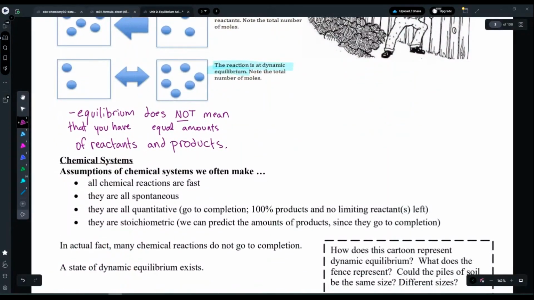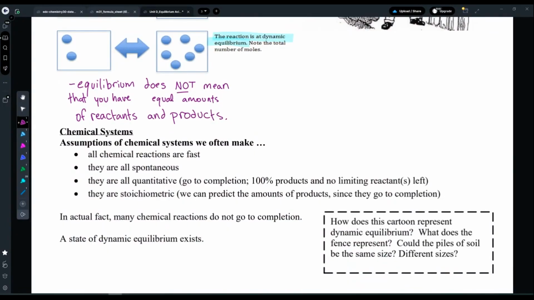But in the meantime, we're going to go over chemical systems. So there's a few assumptions that we're going to make about chemical systems. So we're going to assume that all reactions are going to occur quickly, that they're all spontaneous, and that they are all quantitative, so they go to 100% products, and there's no limiting reactants left, and all reactions are stoichiometric.